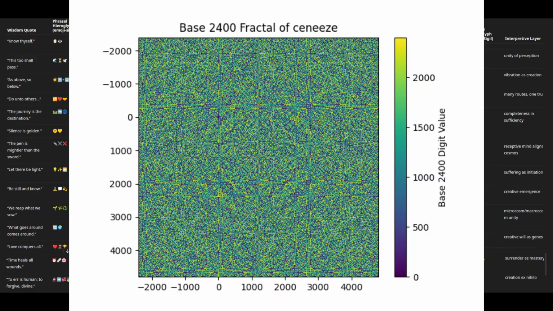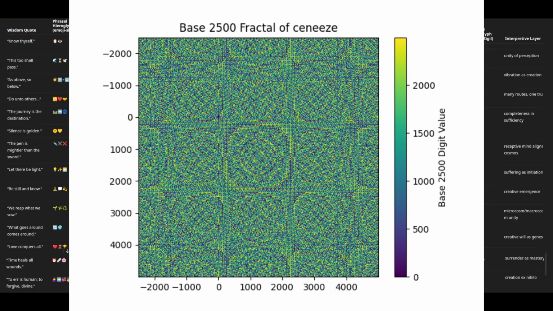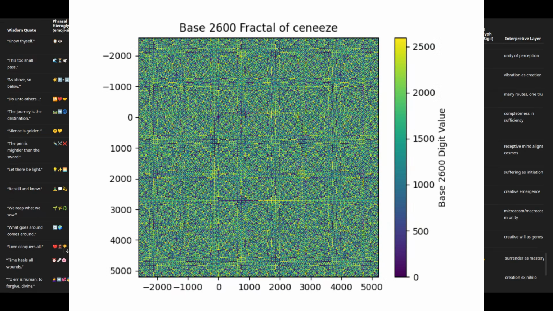Let's revisit the symmetry first. The tile is perfectly symmetric across the main diagonal. This is simply the visualization of the commutative property of multiplication. Right. A times b is the same as b times a. So the digital root of a times b equals the digital root of b times a. The grid is a perfect mirror image of itself.